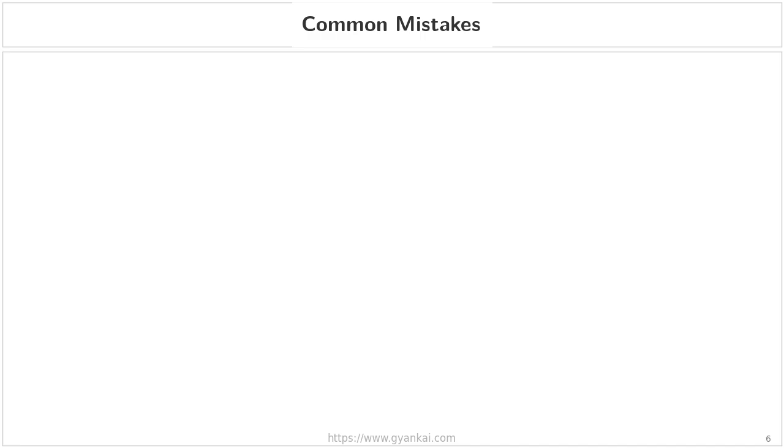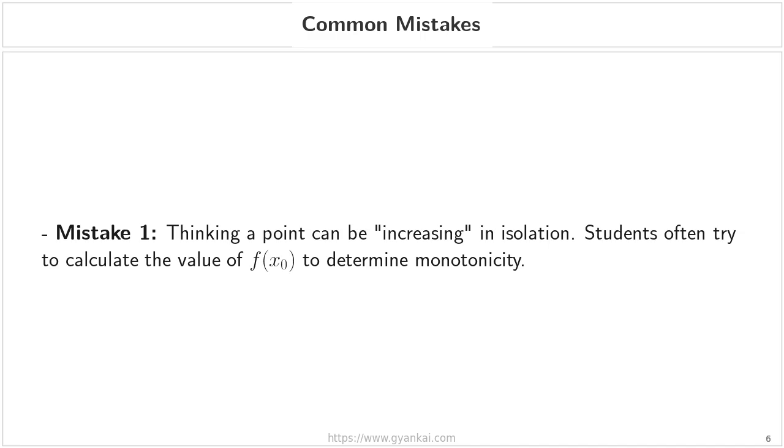Common mistakes. Now that we have covered the definition and a practical example, let us move on to the final slide, where we will discuss some common mistakes to avoid. First, let's address mistake number 1, the idea that a point can be increasing in isolation. Some students often try to calculate the specific value of the function at x0 to determine its monotonicity.